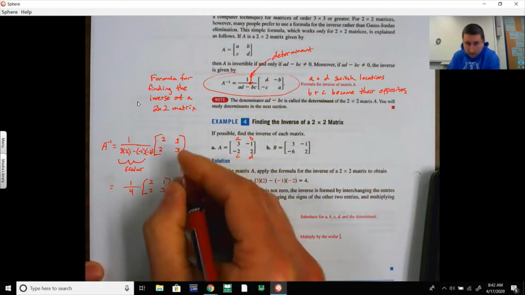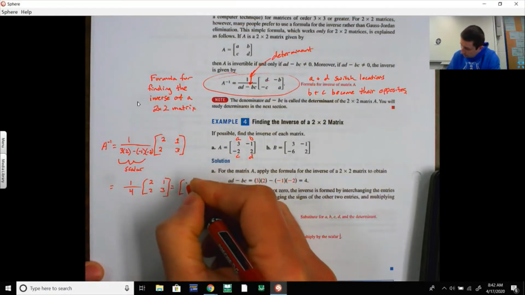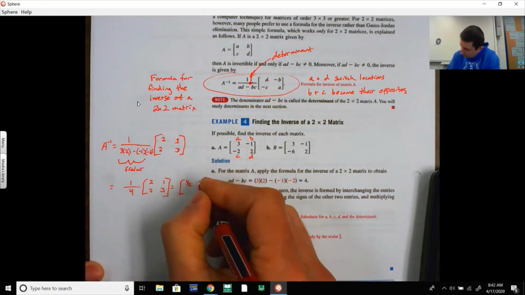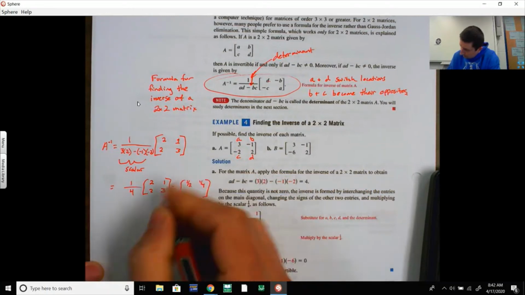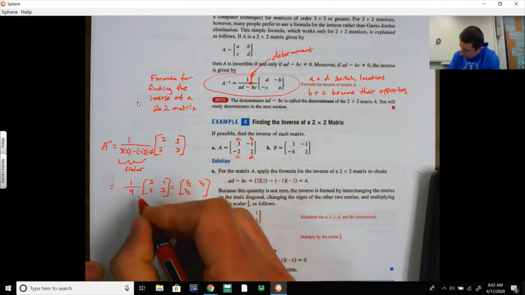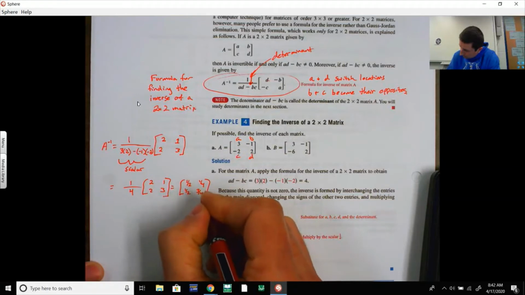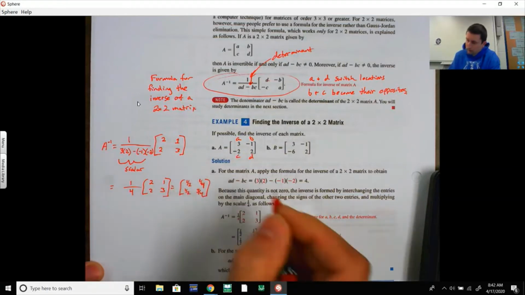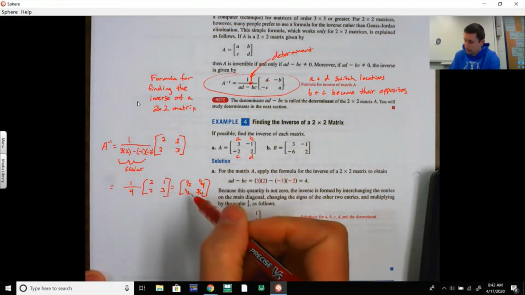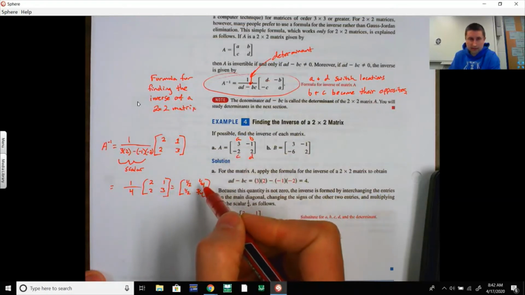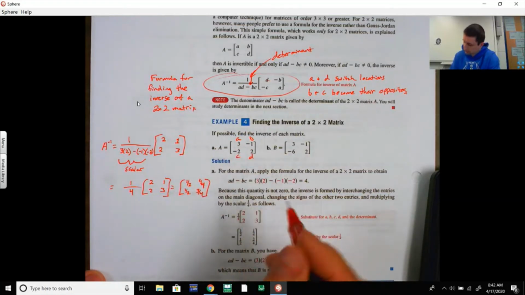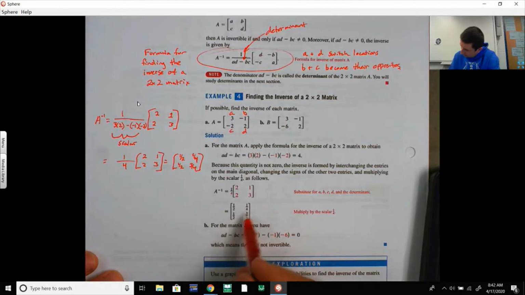So 1/4 times 2 would be 2/4, that's 1/2. 1/4 times 1 would be 1/4. 1/4 times 2 is again 1/2. 1/4 times 3 would be 3/4. Okay. Now if you check it, you'll take this times A and A times this, and you should be getting your inverse matrix. So let's check it here. 1/2, 1/4, 1/2, and 3/4. All right, that's good.